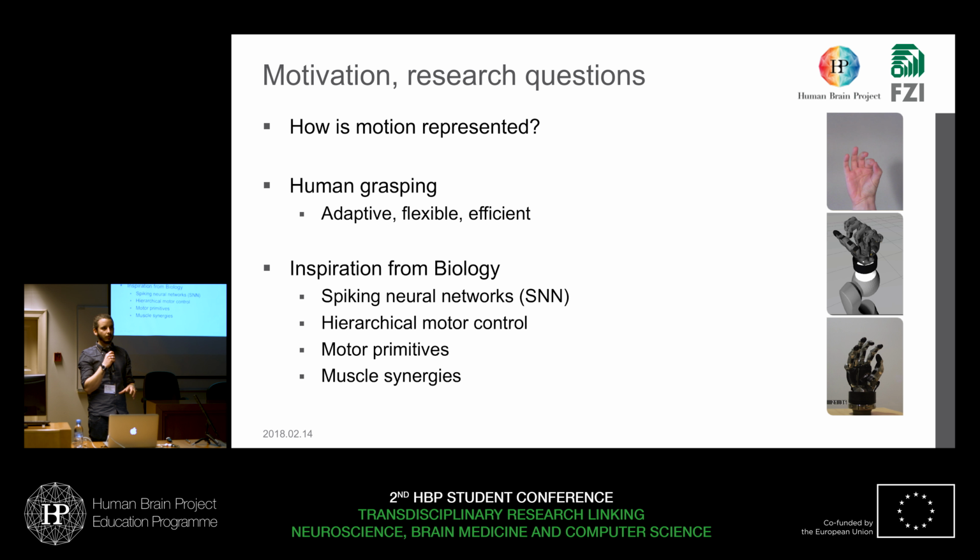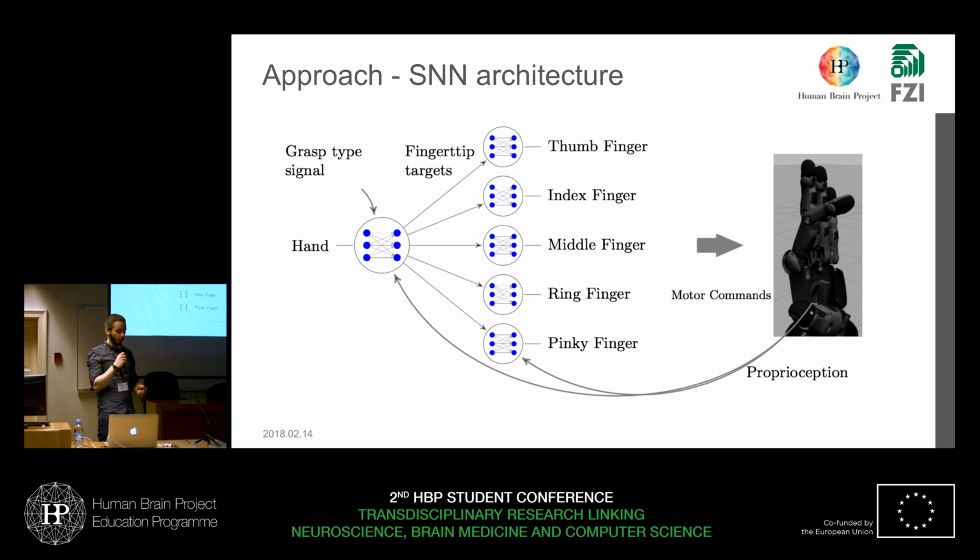So for this work, we took inspiration from biology. On the one hand, we implement everything in spiky neural networks. We have a hierarchical motor architecture to describe the hand motions. It's based on motor primitives and muscle synergies that represent coordinations between different muscles. So this is the general architecture of our approach. The main idea is the following.